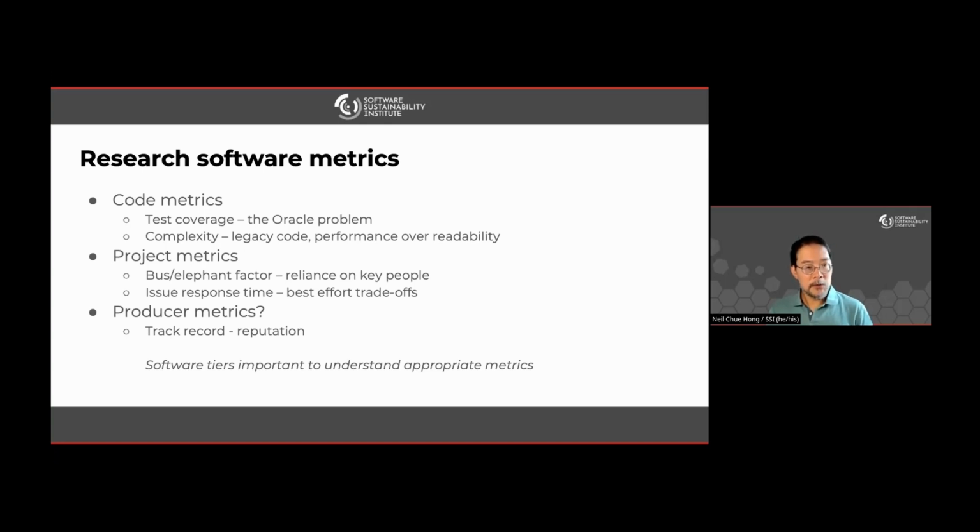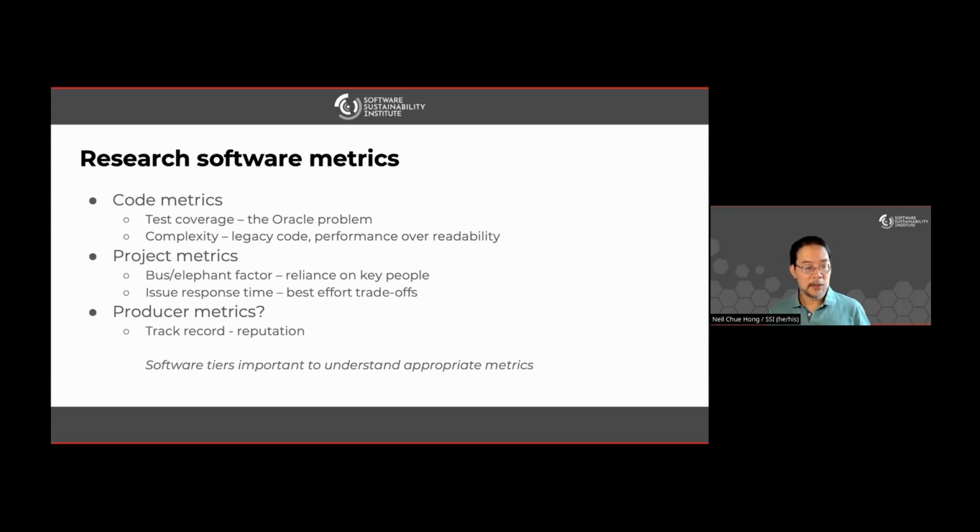Another set of things that you can look at are project metrics. And so project metrics include the way in which the software is being developed and the teams that are used to develop it. You may have heard of something called the bus factor. The bus factor is a measure of reliance on particular key team members. It's basically how many people would need to leave your team before you would not be able to still understand how to develop the code or project.